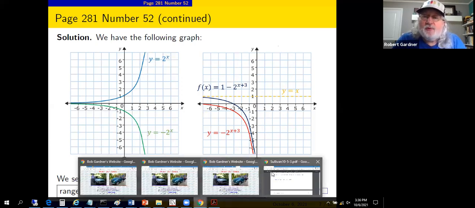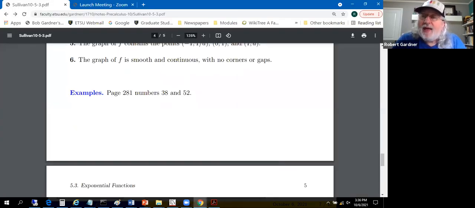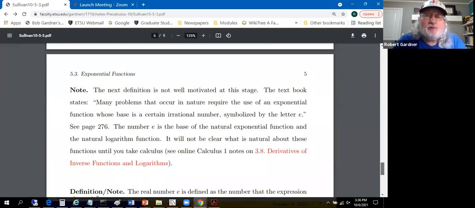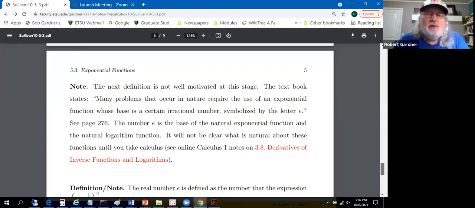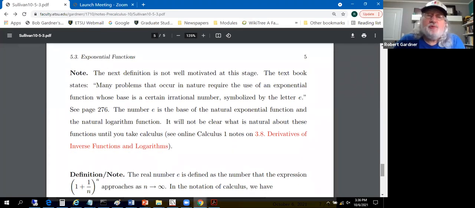So there are transformations applied to that new library function, f of x equals a to the x. It's a new function, and we're just doing old things to it, transformations, for example, moving the graph around. The next definition isn't well motivated at this stage. It's tradition to cover this topic in pre-calculus.